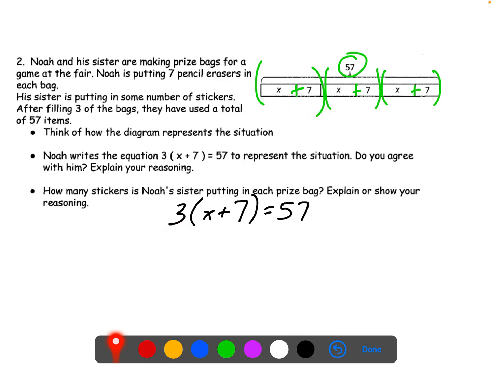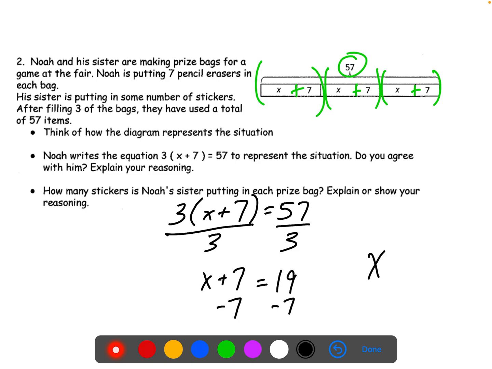Remember what we're doing in the diagram is we're taking this 57 and dividing it evenly into 3 parts so we know the value of each of these parts. That would be 19, because what we're doing is dividing this side by 3 and 57 by 3. So we know that one group of x plus 7, that's one bag, is equal to 19 items. Get rid of the 7 pencil erasers that Noah put there, and what we're left with is 12 stickers that his sister put in each of the bags.